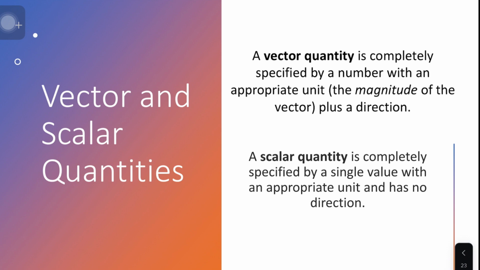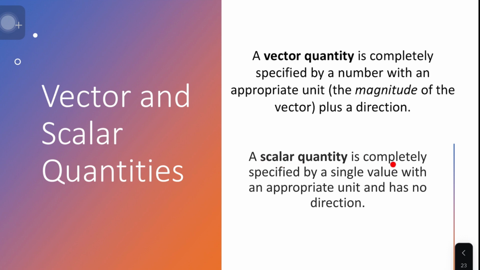So let's proceed with our lecture on the next subtopic of chapter 1, where we have vector and scalar quantities. So let's recall this one. What is a vector? A vector is completely specified by a number with an appropriate unit. It means that the quantity has magnitude and also direction.